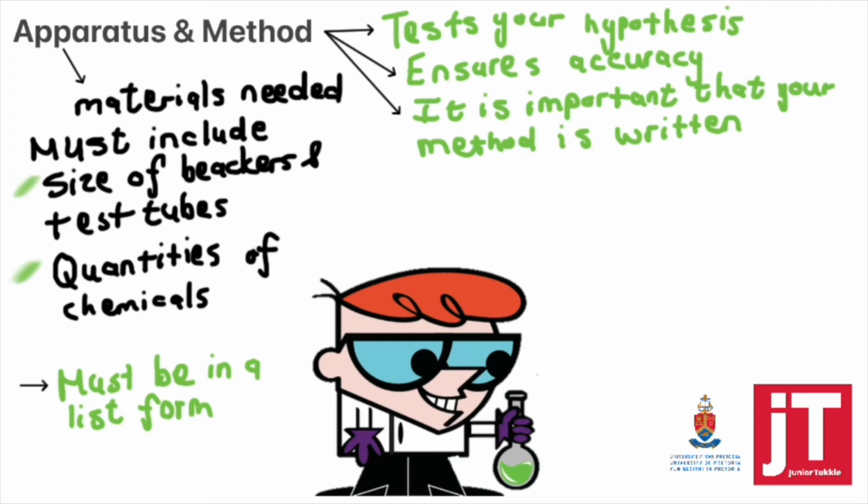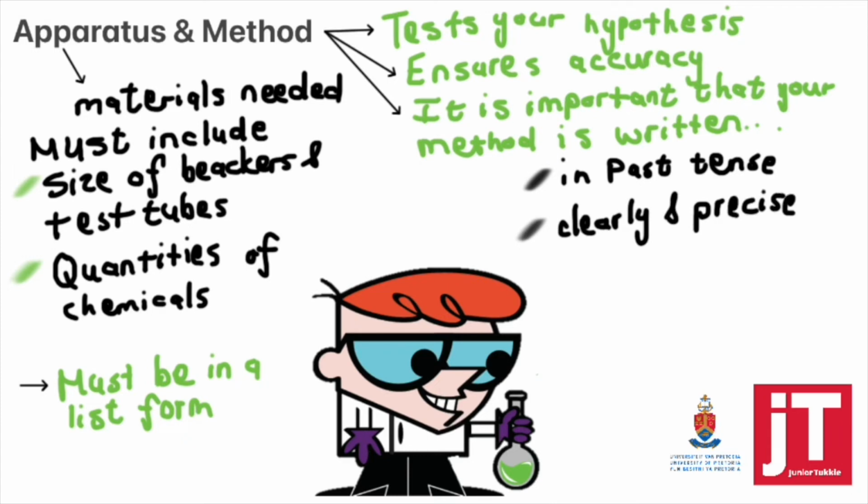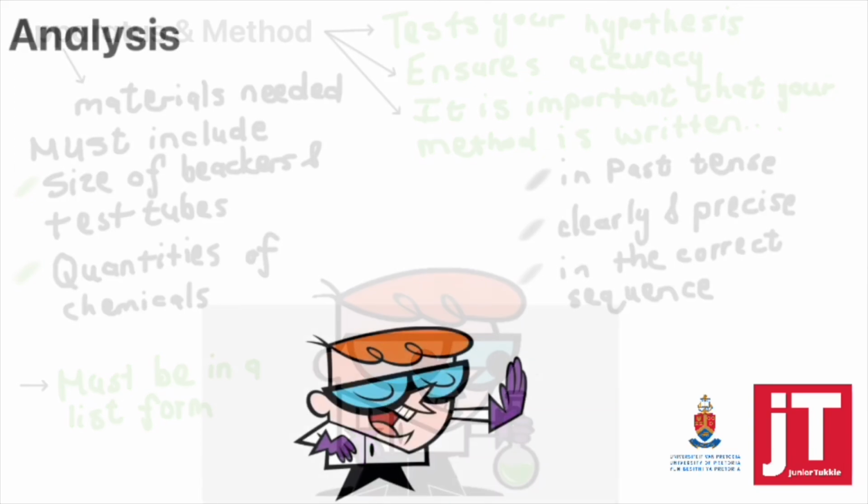And again, it's very important that your method is written in the following format. It must be written in the past tense because this experiment has already been done. It must be clear and precise, and most importantly, it must be in the correct sequence.